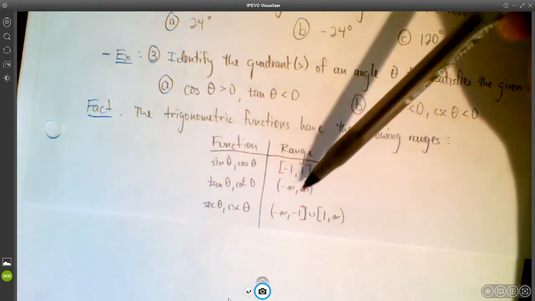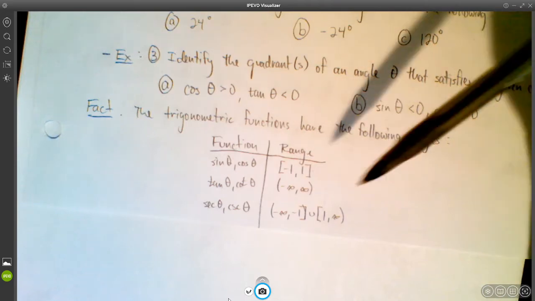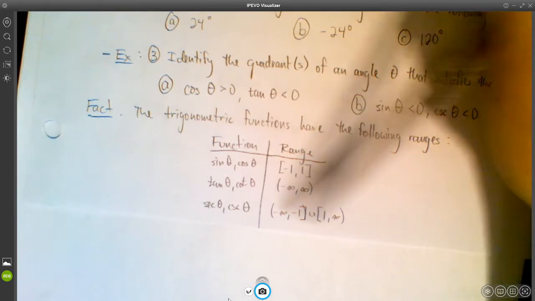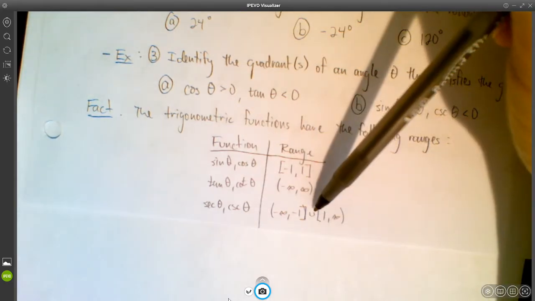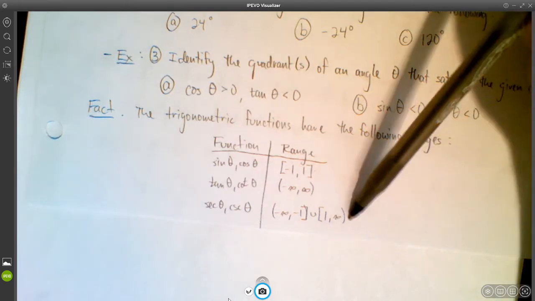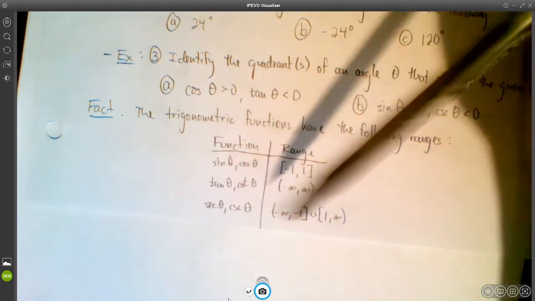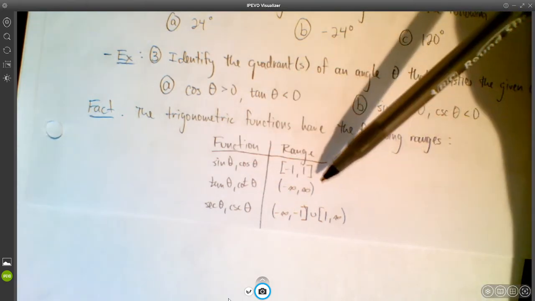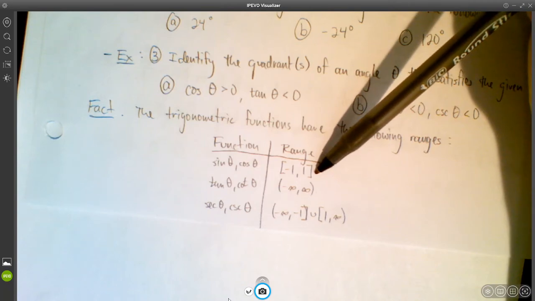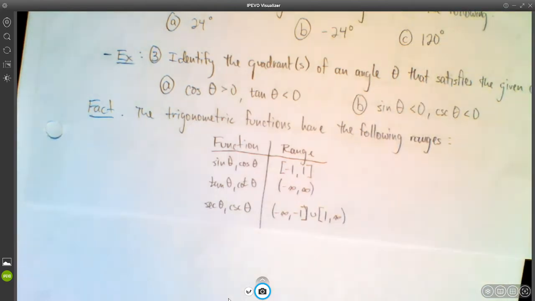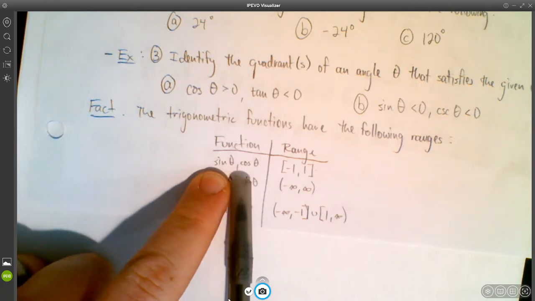Tangent and cotangent, well, their range is all real numbers, okay? And then secant and cosecant, their range is almost all of the real numbers. It's all of the real numbers except for the numbers between -1 and +1. And that should make sense when you think about the fact that secant and cosecant are the reciprocals of cosine and sine respectively. And so if the range of sine is -1 to 1, then the range of its reciprocal is everything else.